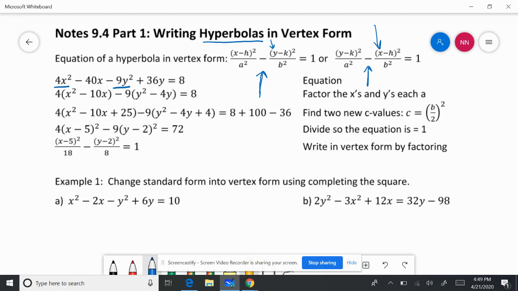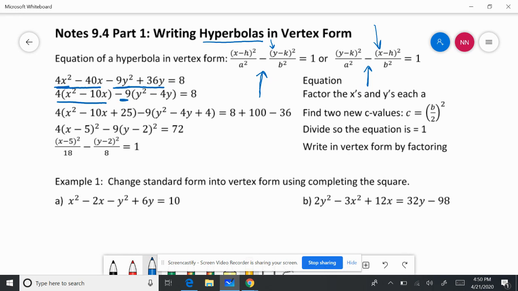So in this case, we see that our x squared is positive, so we're going to put that in the front. We're going to factor out a 4. With our y squared, we're going to factor out a negative 9. Now this is a little tricky. Since we're factoring out a negative, this is negative, it becomes positive. This is positive, it becomes negative when we factor out the negative 9.